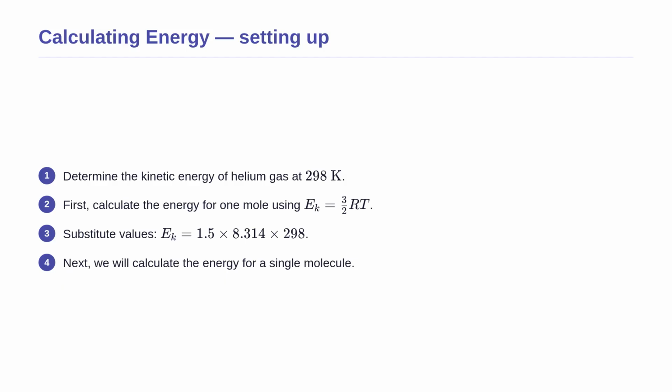Now that we have our energy formulas, let us apply them to a second example. We are asked to determine the kinetic energy of helium gas at a standard room temperature of 298 Kelvin. We need to calculate two different values, the energy for an entire mole and the energy for a single molecule. We chose the first formula because it uses the universal gas constant for molar calculations. We substitute the fraction 3/2 with the decimal 1.5 to make the math easier. We plug in 8.314 for R and 298 for the temperature. We will solve this first and then move to the single molecule.